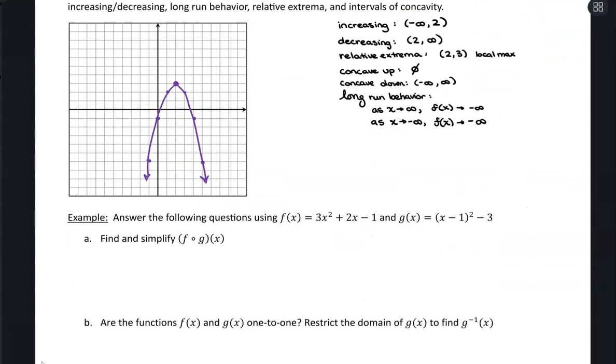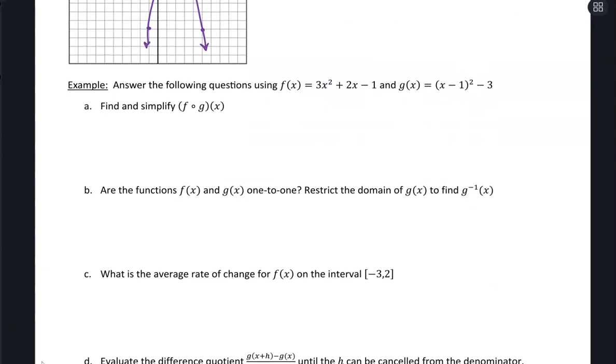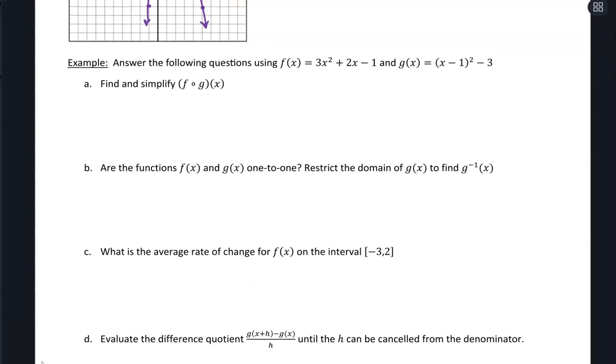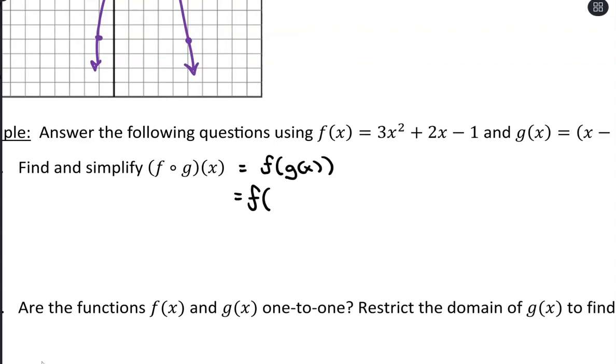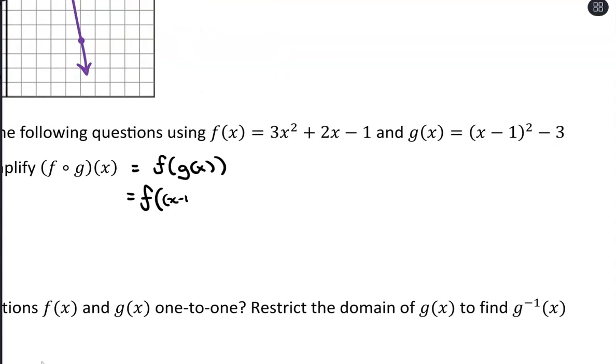Now let's take a look at composite functions, what we would need to do if we wanted to take the inverse of a quadratic, and average rate of change and difference quotient. So, composite function. We want to go f of g of x. So, outside function is f, and g of x we're inputting, x minus 1 squared minus 3. So f of x tells us to take 3 times our input squared plus 2 times our input minus 1.